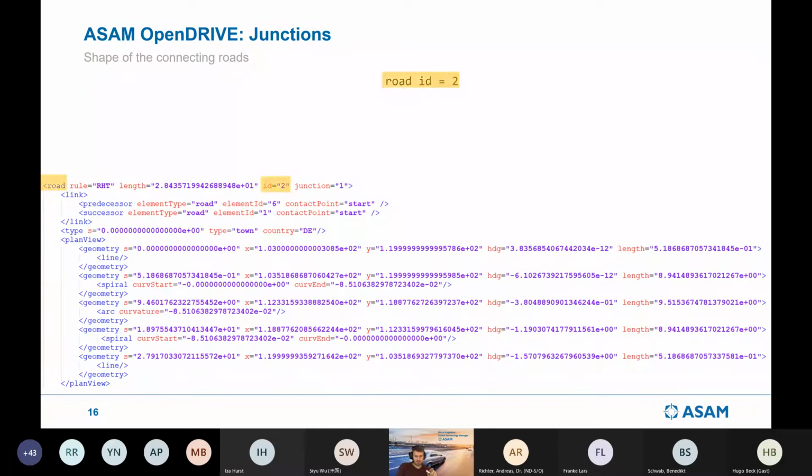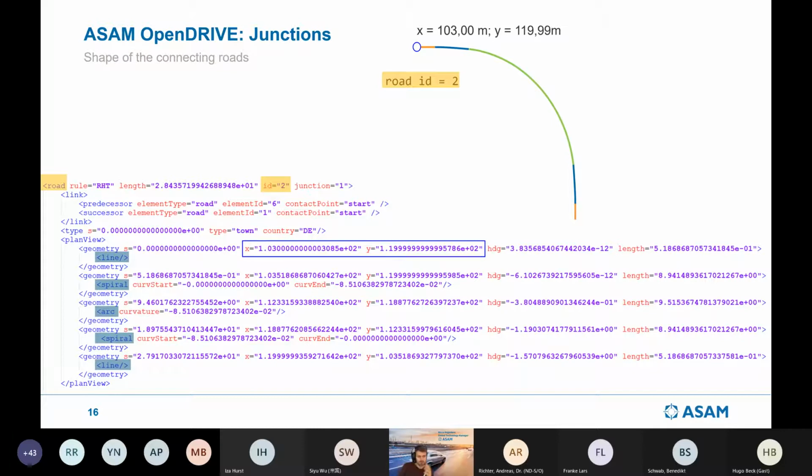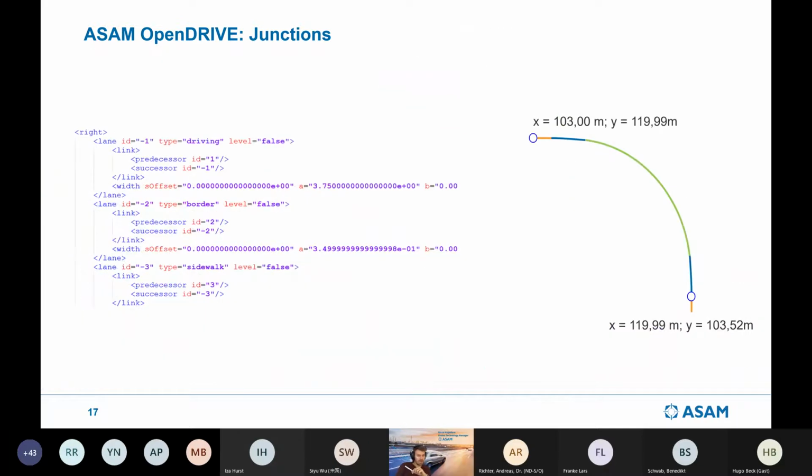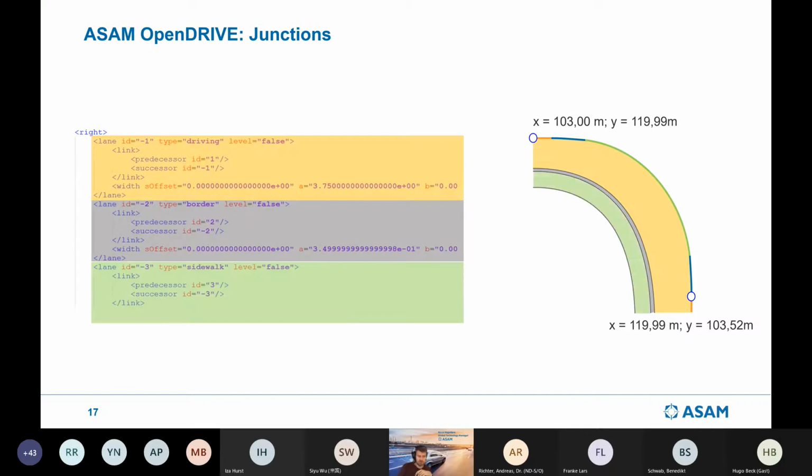Let's take that simple example of road ID 2, where we have what I said before, the primitives of the reference line, specified here: the line, the spiral, so straight into the curve, then changing curvature, and then jumping into the arc, and then out of the curve again with a spiral, and then back to a line. And we have a starting point and an end point somewhere in our inertial coordinate system. And obviously we have lanes because we need something to drive on. So you can see here we have a driving lane, then we have a border lane, and we have a sidewalk. And that will be a very important road within the junction.